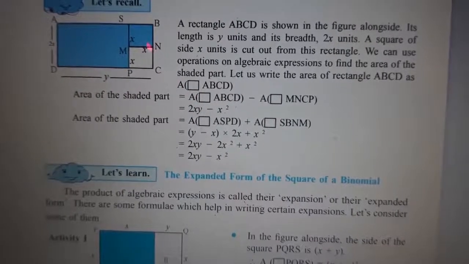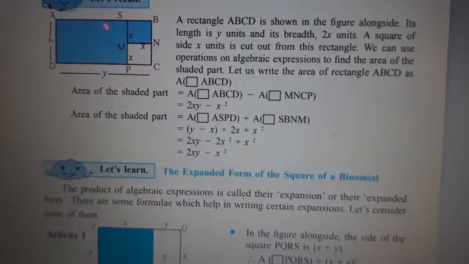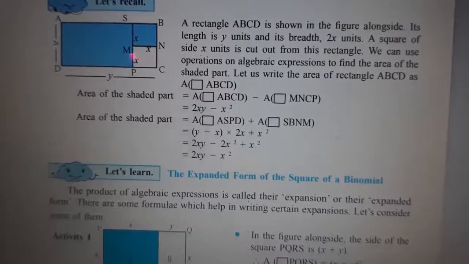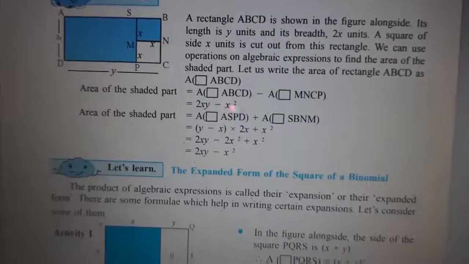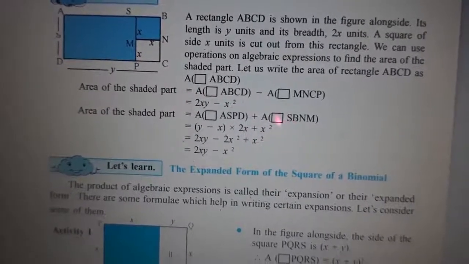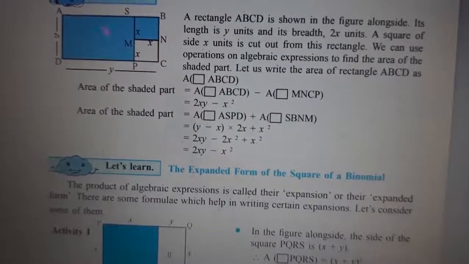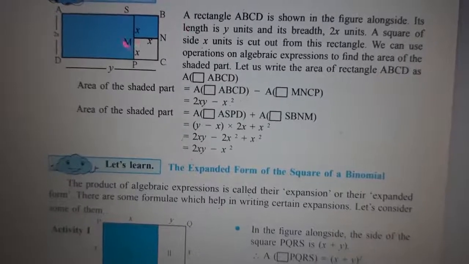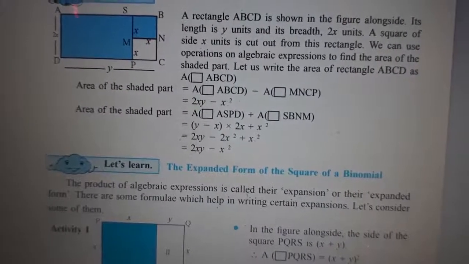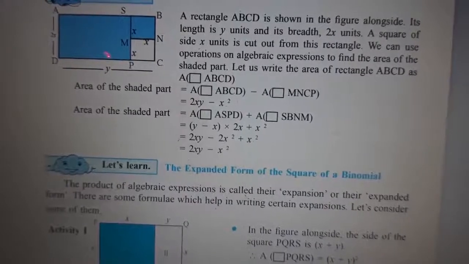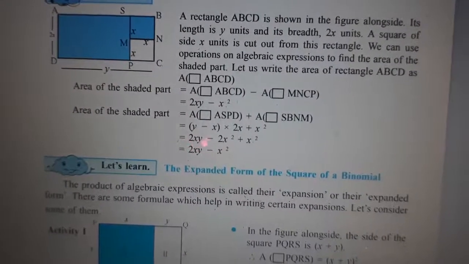Okay, so this much length will be what? Y minus x, because this much part is a square. So y minus x into 2x, plus x square. Plus x square is the area of quadrilateral SBMN. Okay, so y minus x into 2x plus x square is equal to 2xy.